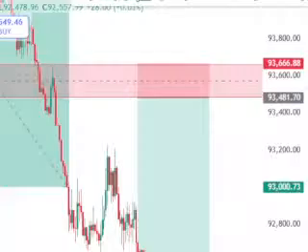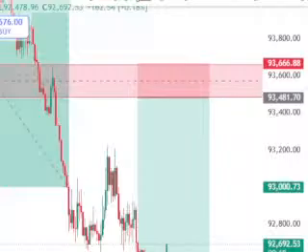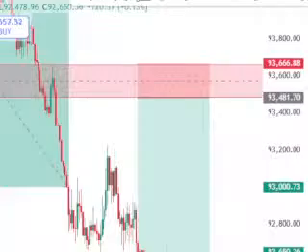Now, there's also this thing called pipettes. A pipette is basically a micro pip. It's 1/10 of a pip. So a pip is like the 4th number after the decimal point. A pipette is basically the 5th number, right? So usually, if you go to TradingView or your broker, you will see that the currency quote price looks something like this, right? The string of numbers that we have right here, and then there's this small little number on top of the pip count. In that case, that is the pipette.